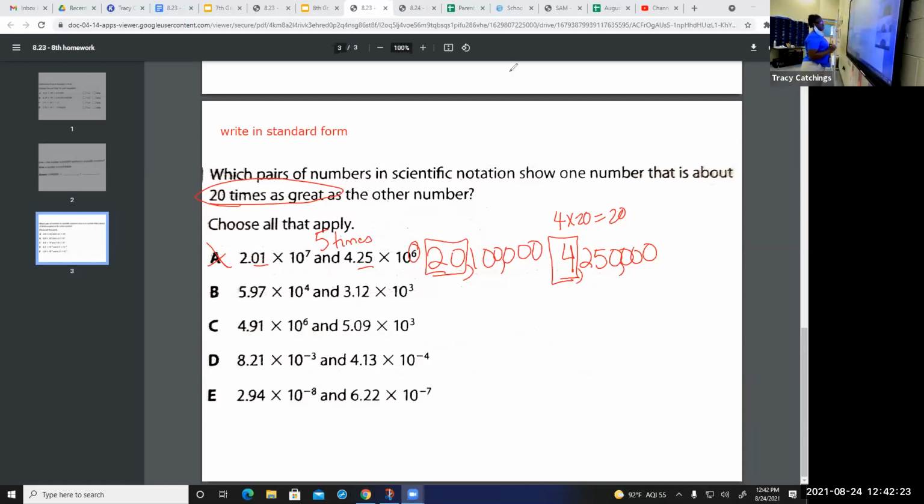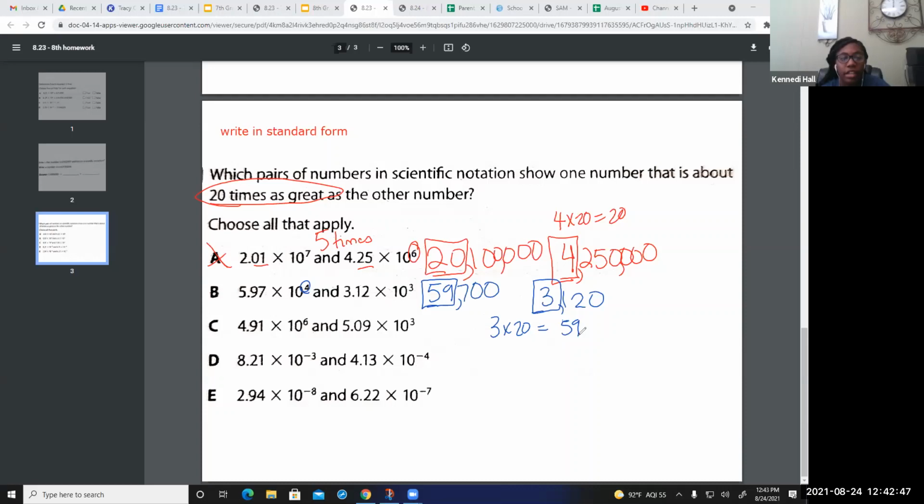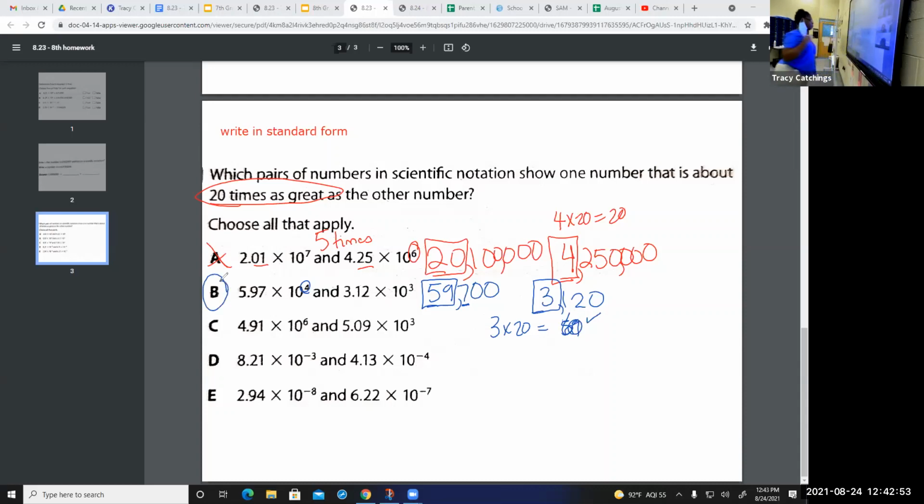All right, we could have done the same with the second one, same approach. 59,700 and 3,000. So once again, we're estimating. Does 3 times 20 get me close to 59? Yes, it does. And then we could have rounded that 59 to 60. Yes, that would work. So B would be one of those answers.